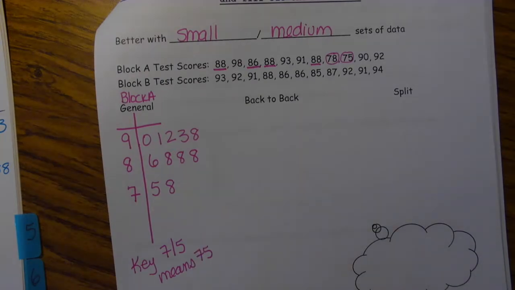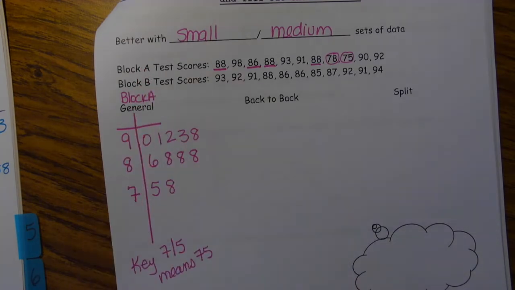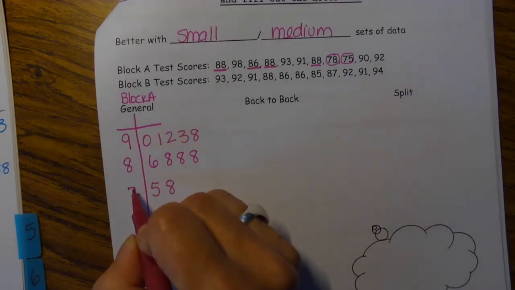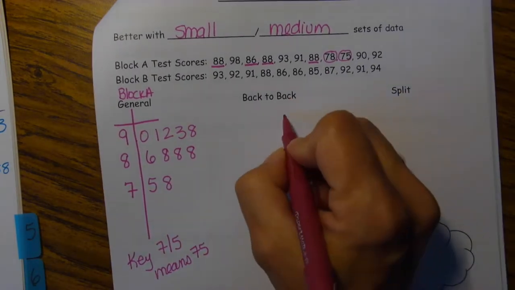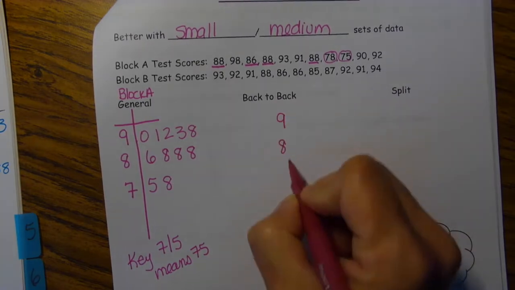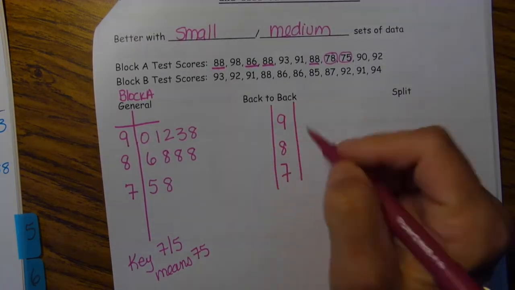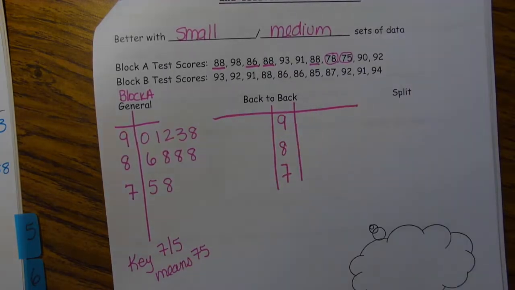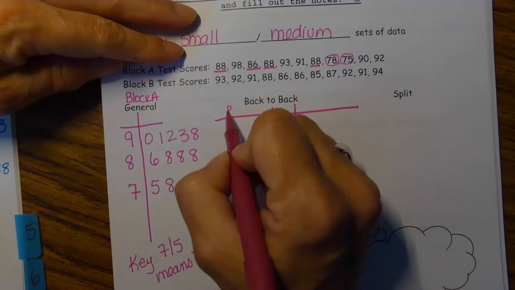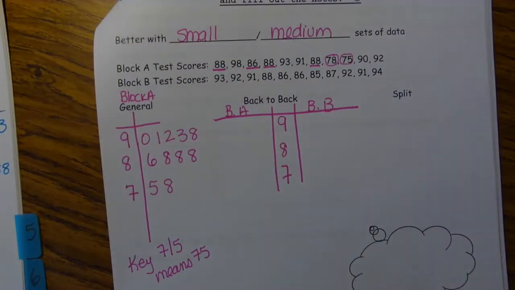Sometimes we might want to compare more than one thing. What if I wanted to compare block A to block B? Well, I can set that up as well. I can keep my 9, 8, and 7 because all my grades are in the 90s, 80s, or 70s. So I'll keep those. But what I'll do, that's my stem. I'll put a leaf on both sides. So this would be block A. This would be block B.